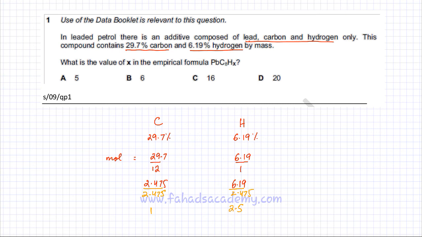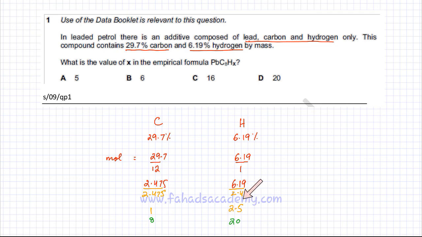Now if you look at the question carefully, in the formula there are 8 carbons. So we already know the ratio. For 1 carbon there are 2.5 hydrogens. So what would be the amount if you have 8 carbons? According to the same ratio, if I multiply 8 by 2.5, the value that I'm going to get is 20.